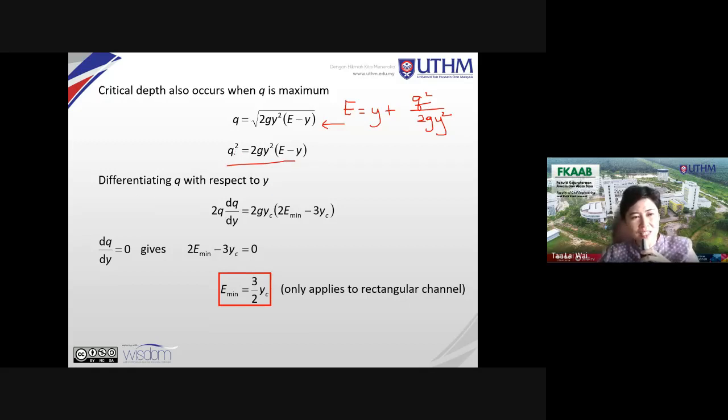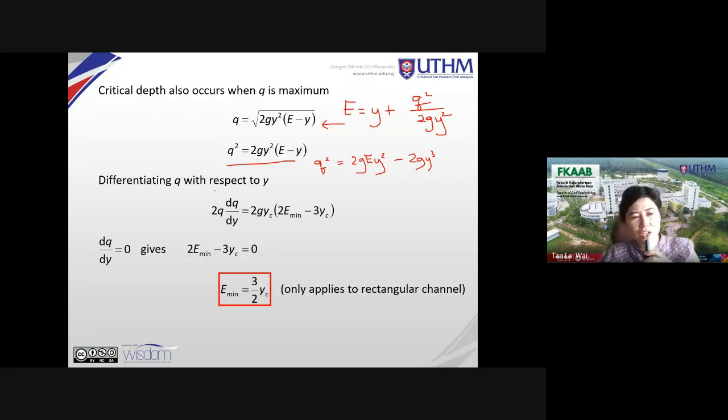Basically, this expression here is actually Q squared. If I rewrite this side, Q squared equals 2gE Y squared minus 2g Y cubed. This is basically the same equation.